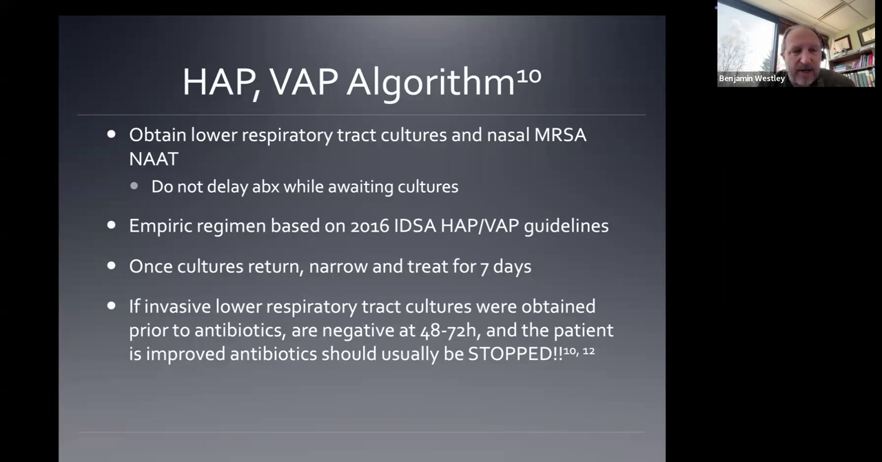More often, though, antibiotics get started and then endotracheal or bronchoscopic cultures are obtained hours or a day or two later. Those are not reliable. But in the optimal situation where a pneumonia is suspected, a bronchoscopy is done, then the antibiotics are started afterwards. If the cultures are negative, typically the antibiotics can be stopped quickly.